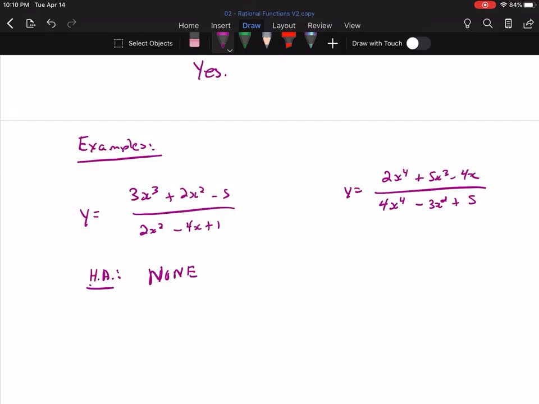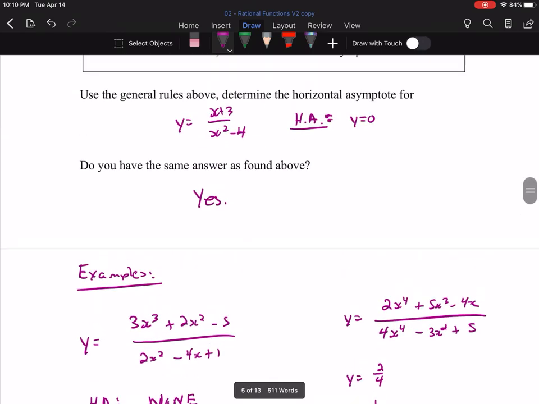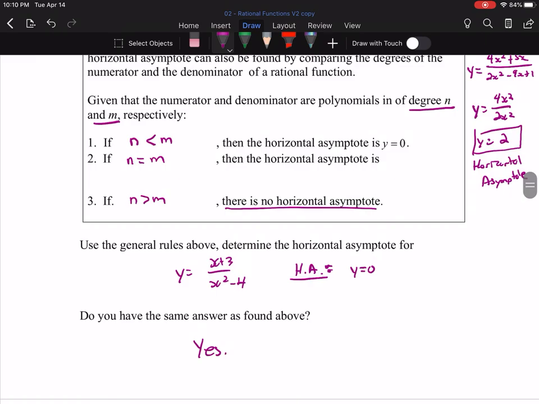This is, you go back to your rules and you go, okay, the degrees of the top and the bottom were both 4, the degrees were equal, so for very large x values, what I would get is essentially y equals 2 over 4, the ratio of those leading coefficients, and so you get y equals 1/2. Let me go back to here and fill that in.